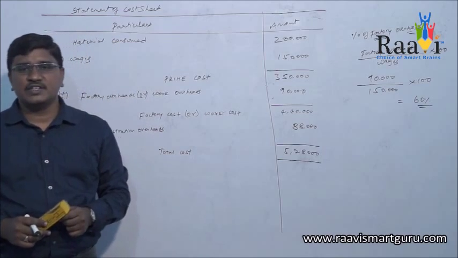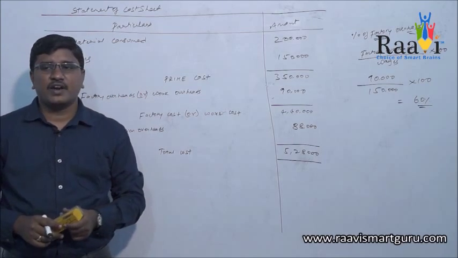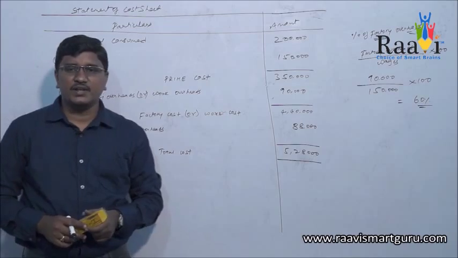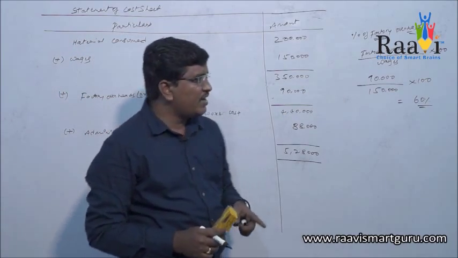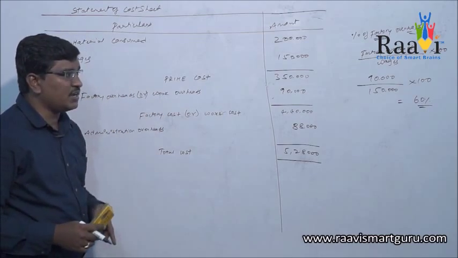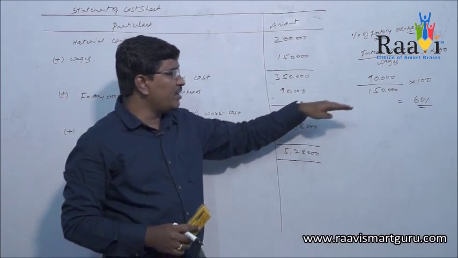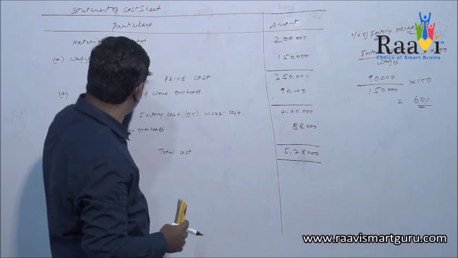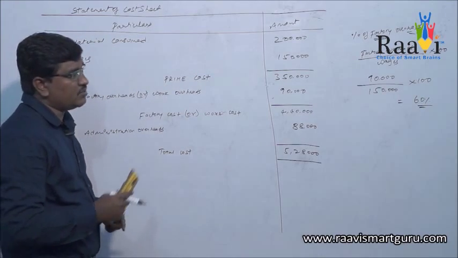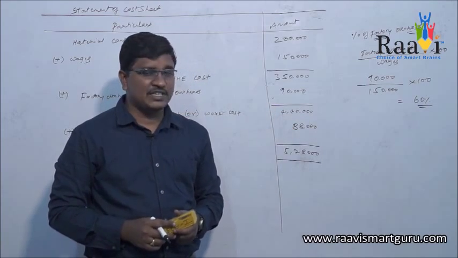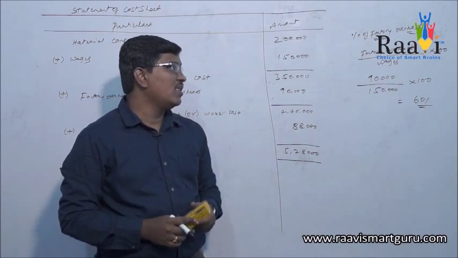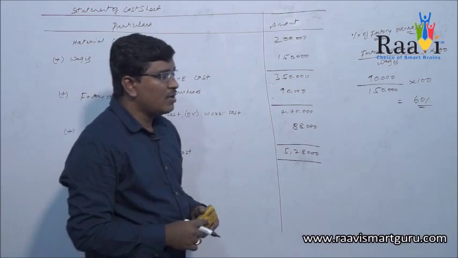So how did we get the 60 percentage? The percentage of factory overheads is equal to factory overheads divided by wages into 100. The value of factory overheads given in the cost sheet is 90,000, and this should be divided by the wages value given in the cost sheet, that is 1,50,000. So we got 60 percentage. This percentage is nothing but the percentage of factory overheads.